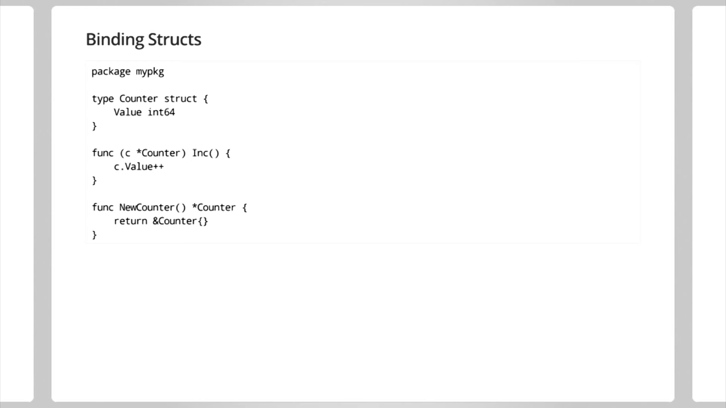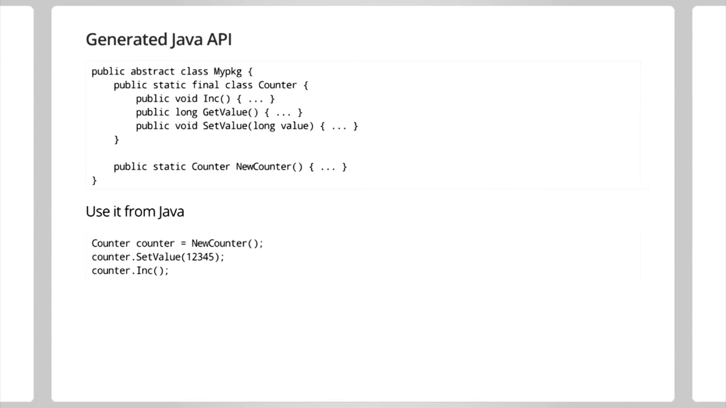And you can even bind struct types. Here is my counter struct that has an exported field value and a struct method inc. And there is a helper function new counter that returns a counter object. With the GoBind tool, you can generate a Java binding. And this counter structure is mapped to the nested class counter. And the method is also mapped. And also, in addition to the struct method, for each exported field, we generate a getter and setter. And then you can use this object like any other Java object.